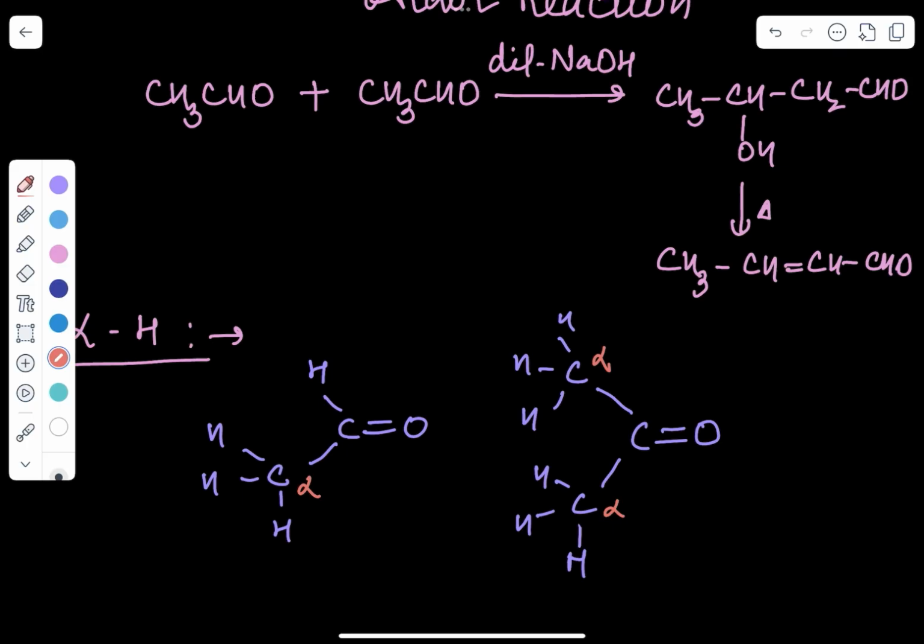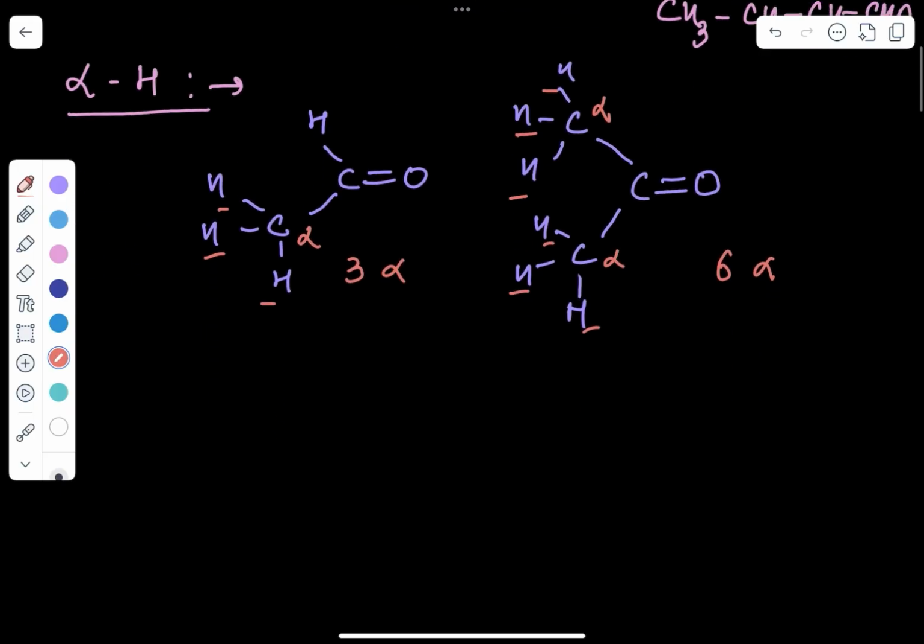If you identify the compound, the first compound is ethanol and the second compound is propanol, which have 3 and 6 alpha hydrogens respectively. Similarly, benzaldehyde and formaldehyde do not have any alpha hydrogen, and since they do not have any alpha hydrogen, they will not show aldol reaction.